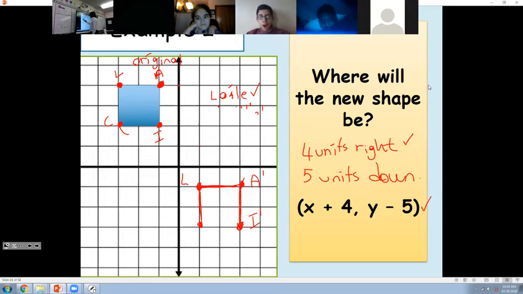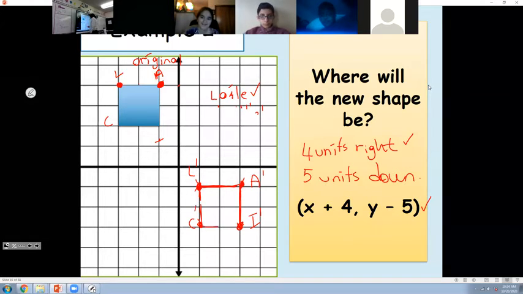You can count like this, guys. 1, 2, 3, 4. Then 5 down. 1, 2, 3, 4, 5. All right? Okay, this is an L prime, and this is going to be C prime. And let's join that.